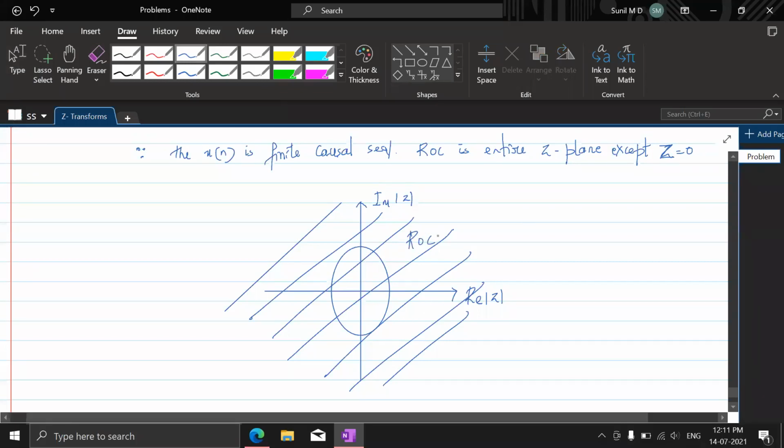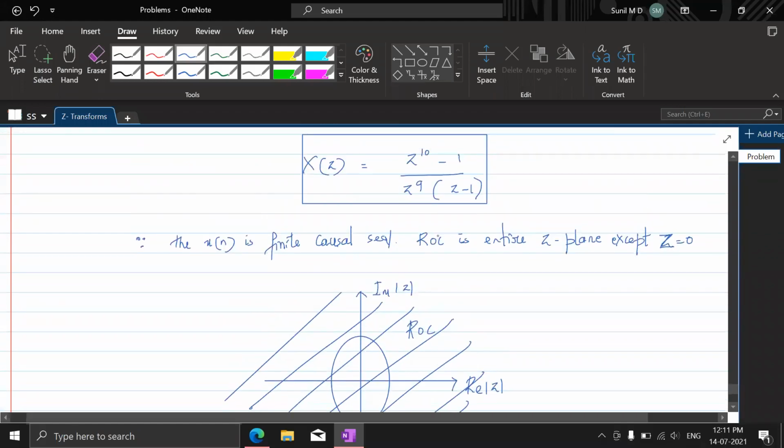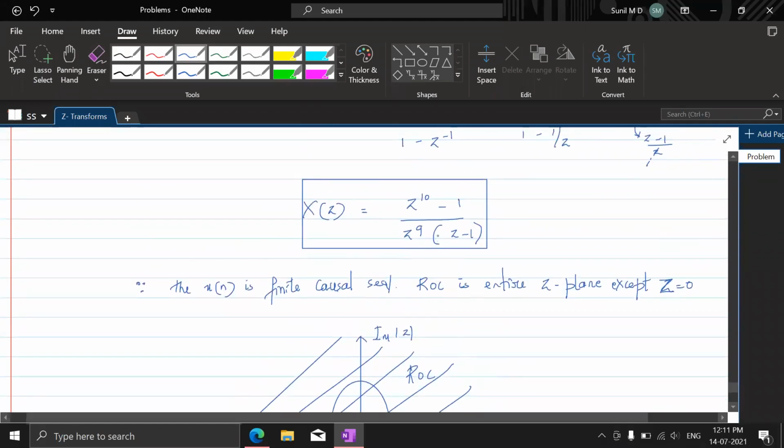Fine. Now we have to mention the poles and zeros. What are poles? Poles are values of z, or z values, which make X(z) infinity.